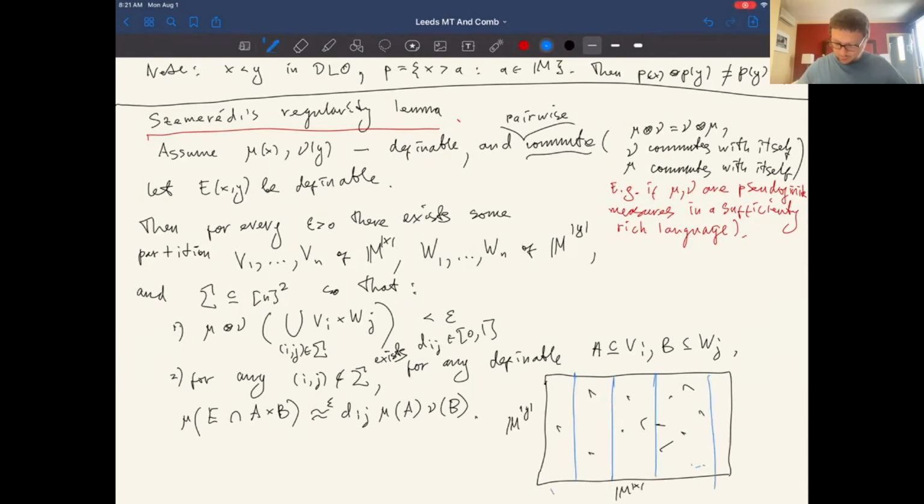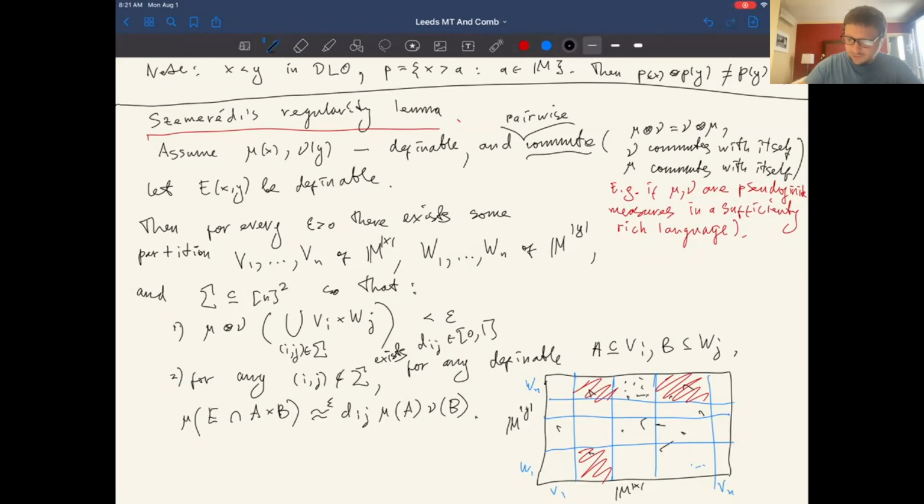So this corresponds to v1 through vn. I can partition w1 through wn. So this is a partition corresponding to the variable y. And after I throw away some bad parts, for example, I cut out this one, this one, this one. So I throw away some bad rectangles, but the total measure of these rectangles is small, at most epsilon, within the error term. Then on any remaining rectangle, the edges are distributed approximately uniformly.